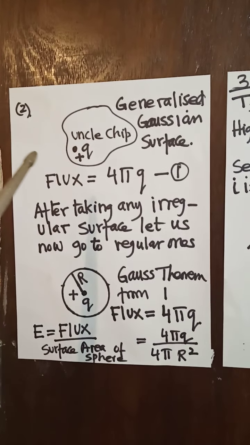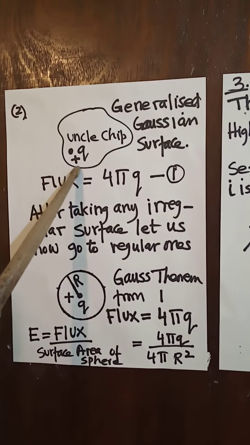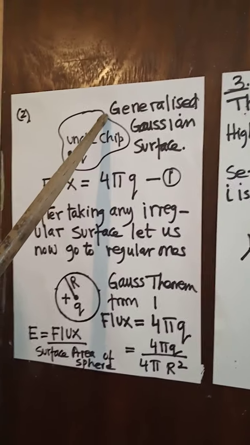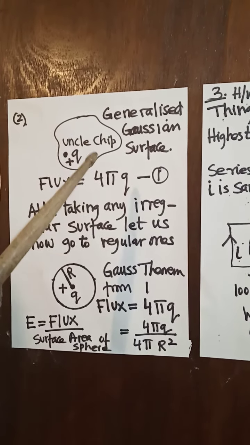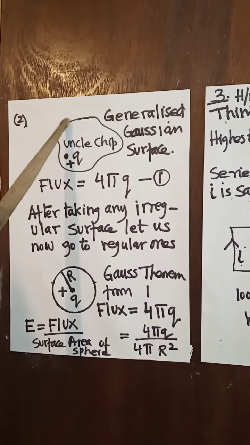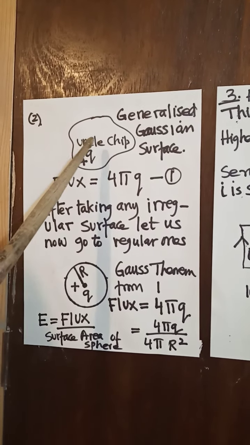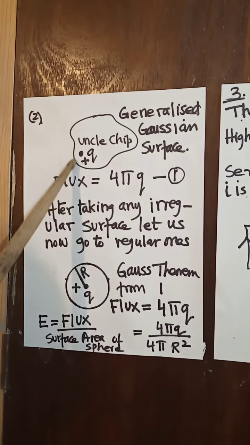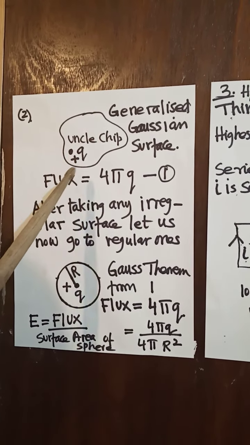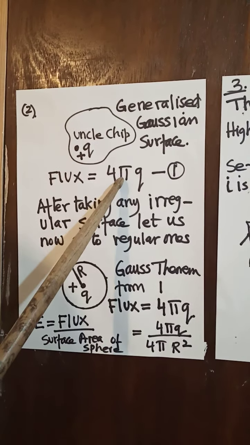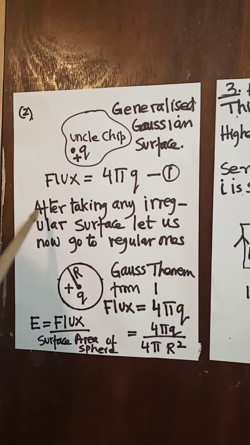So that day I have told you that the quotient surface cannot be a fixed geometrical surface like the sphere. We should always prove something which is generalized in nature. So see, this is the plastic cover of uncle shape, and here is Q. And we know that the flux is 4 pi Q. Now, from here, we will see what happened.